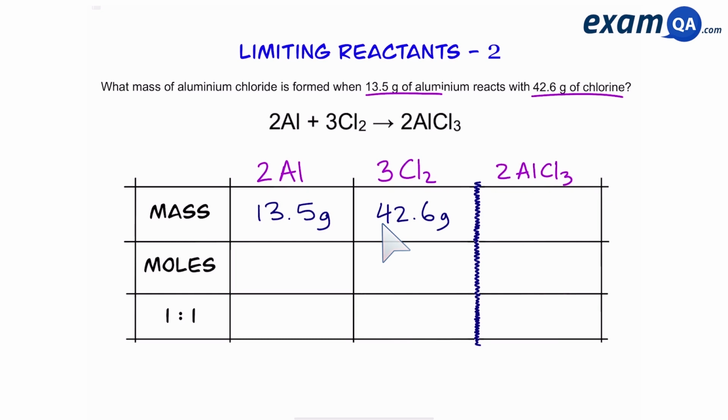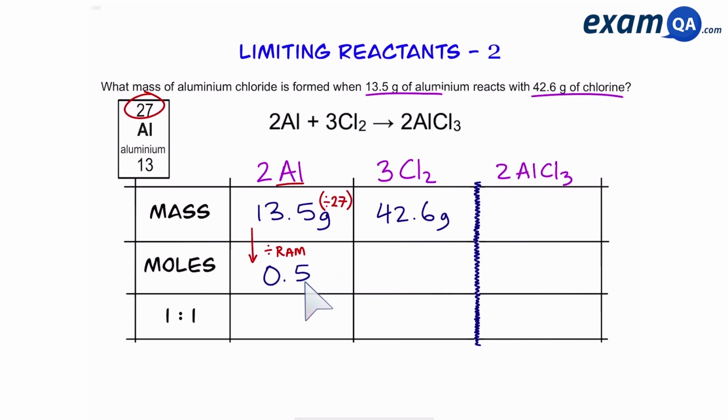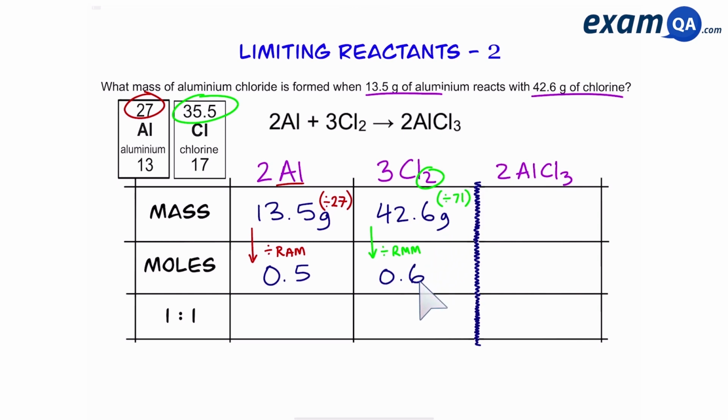Then we're going to convert these masses into moles. So divide by relative atomic mass for aluminium. On the periodic table, we can see that the mass number for aluminium is 27. Since we have one aluminium, it's just going to be 27. So divide by 27 and that gives you 0.5 moles. As for chlorine, we're going to divide it by the relative molecular mass. Chlorine is 35.5, but we have 2 chlorines in our formula. So that means it's going to be 71, and that gives you 0.6.